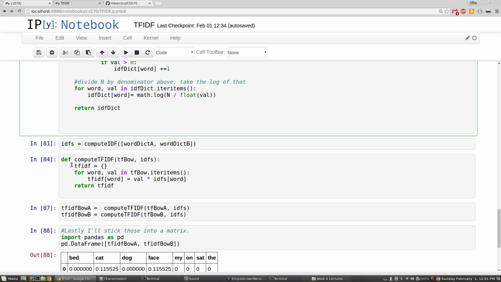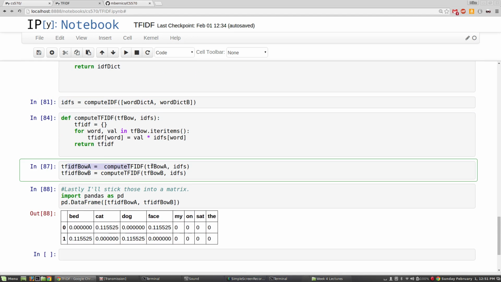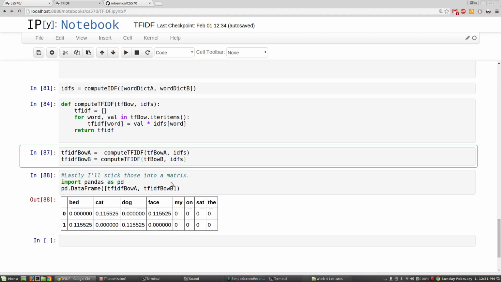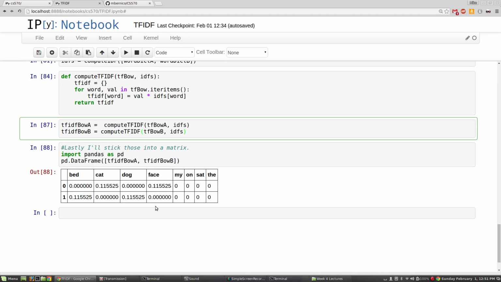All right, and then lastly, we're going to compute Tf-Idf, which is really just the Tf times the IDF part. So I've done that here. And then lastly, I'll stick those into a data frame. Now, this hopefully will show you what some of the power of Tf-Idf is.